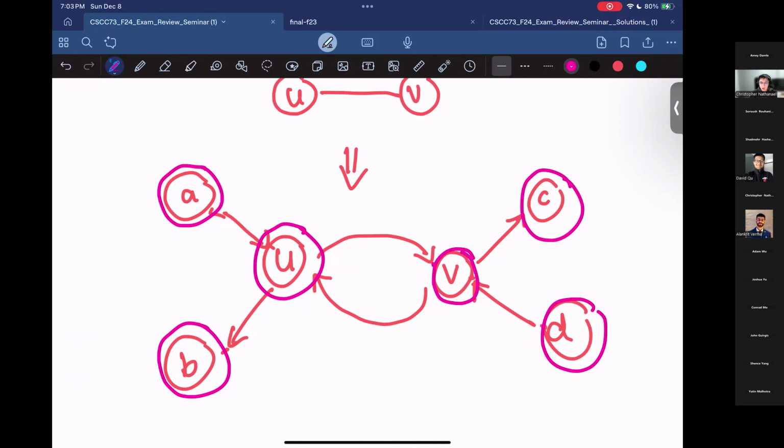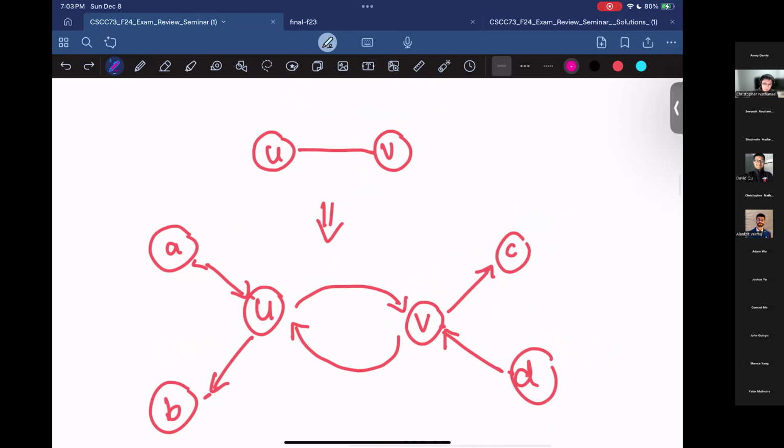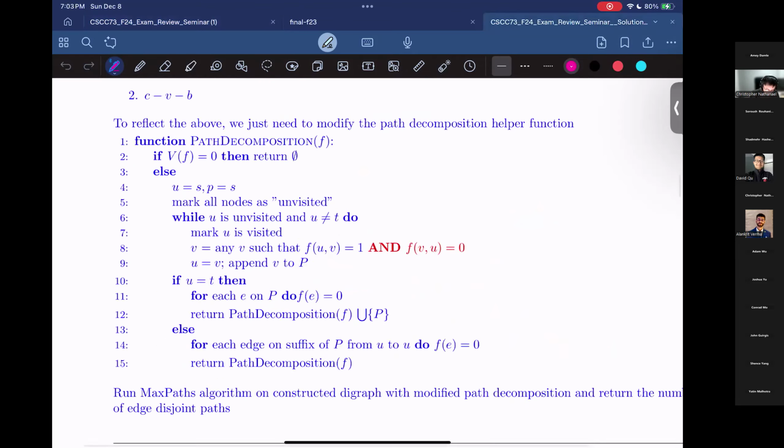So the problematic part in here is that we might use the same edge twice in opposite directions. Our original algorithm treats it as if it's edge disjoint. But if you look at it from the scope of the undirected graph, we're using the same undirected edge twice. Is this clear to everyone?